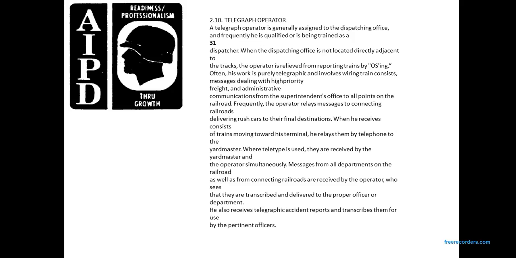2.10. The telegrapher operator. The telegraph operator is generally assigned to the dispatching office, frequently qualified as a train dispatcher. Whenever the dispatching office is not located directly adjacent to the track, the operator would be responsible for reporting the trains' OSing, or would work purely telegraphic duties involving wiring train messages, dealing with high priority trains, freight, or administrative communication from the superintendent's office to all points of the railroad.